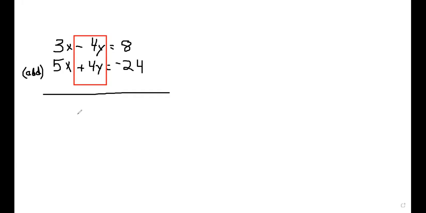So 3x plus 5x, or 3x combined with 5x, is 8x. These y's go away because they're the opposite of each other. And then 8 plus negative 24 is negative 16. So now we can divide both sides by 8, and we end up with x equals negative 2. Okay, so far so good.